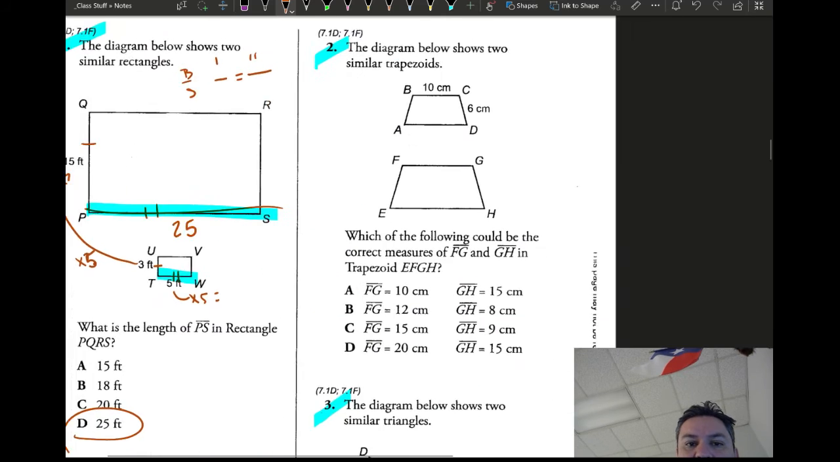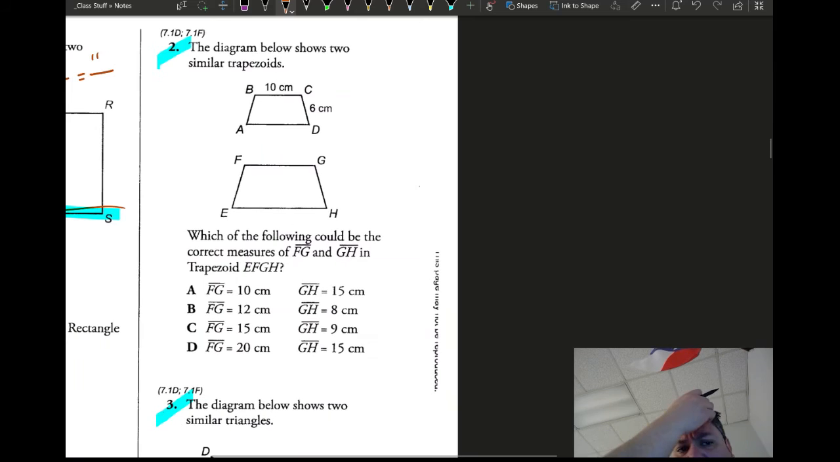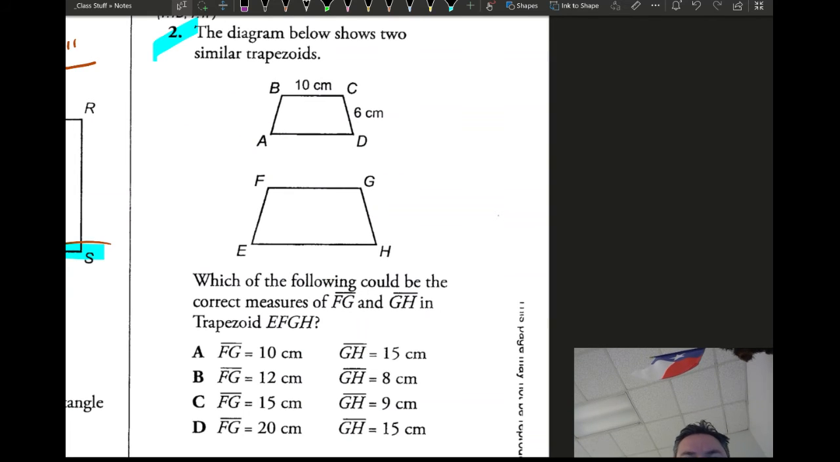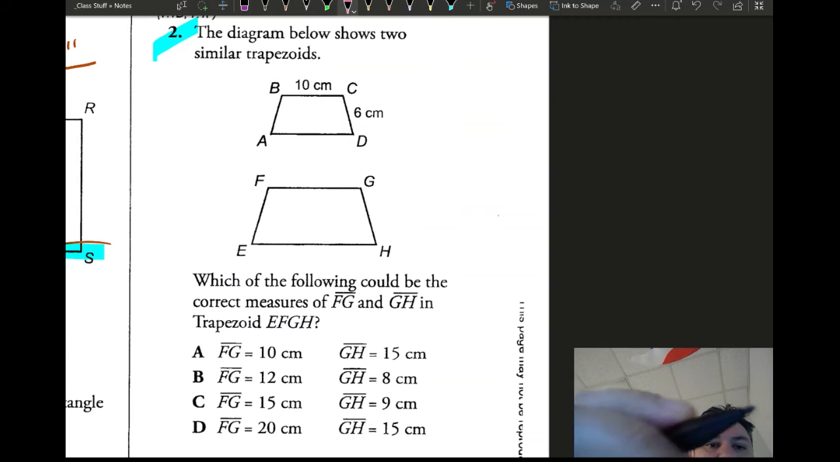Now let's look at number 2. It says the diagram below shows two similar trapezoids. 10 and 6 are the sides, okay? Which of the following could be the correct measure for FG and GH? So this is 1, let's call it 2, and this is 1. 2 and 1. That's what we're looking for. FG and GH.